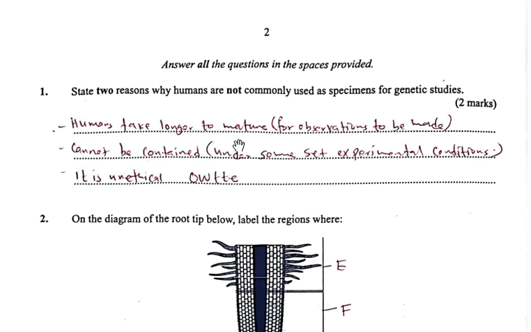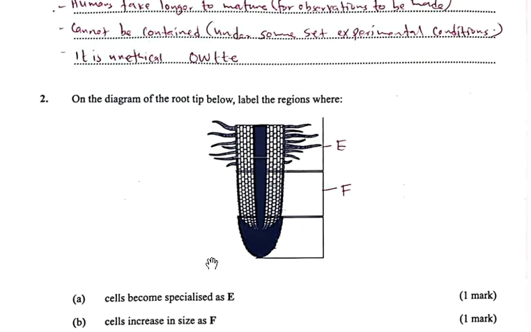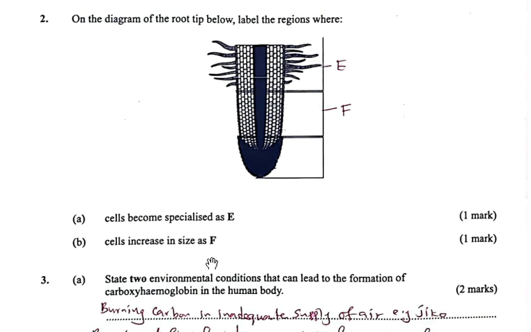and it is also unethical to carry out genetic studies using humans. Question 2, on the diagram of the root tip below, label the regions where, number 1, cells become specialized as E. You can see above here that is a region of cell specialization, or what we call a region of cell differentiation, because some of the cells are specialized or differentiated to become root hairs. Part B, cells increase in size.